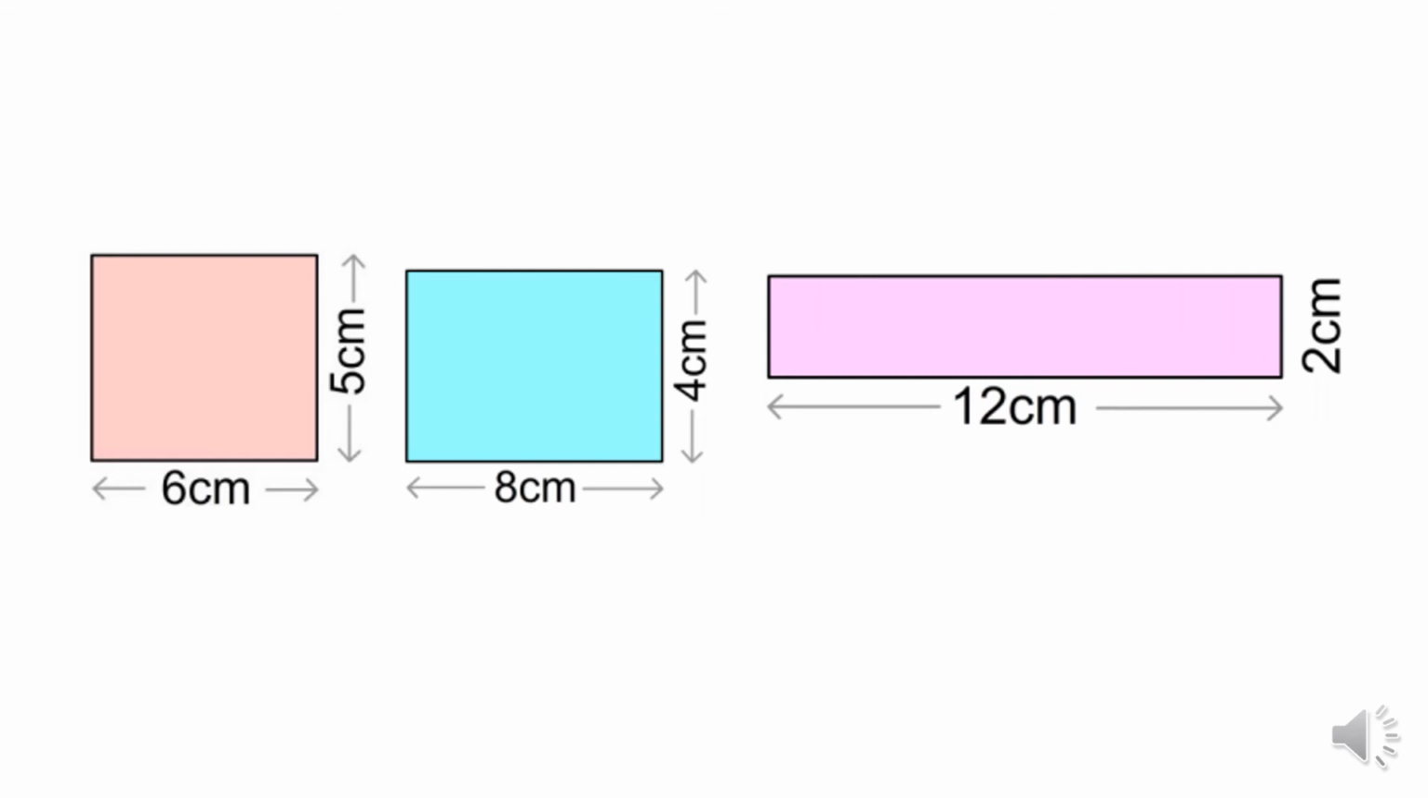Okay, so the answer to the first one, 6 times 5, is 30 centimetres squared. The blue one, 32 centimetres squared. And the last one, the rectangle at the end, 24 centimetres squared.